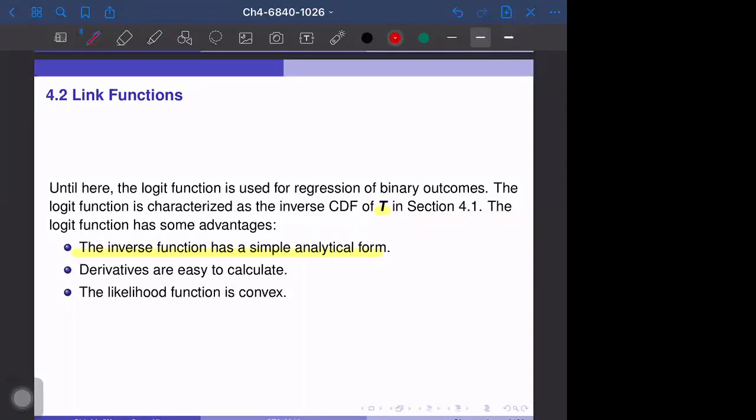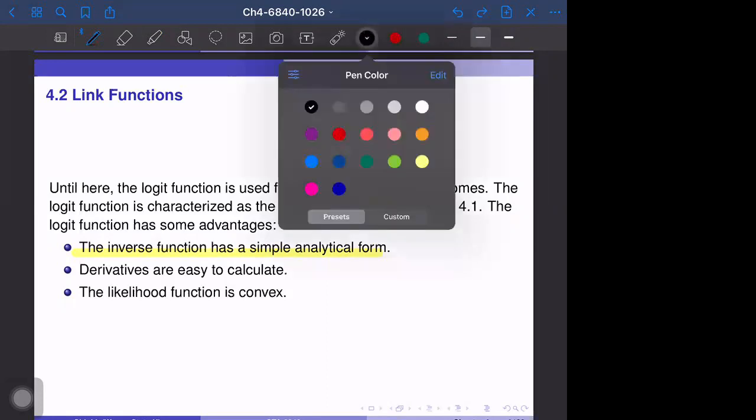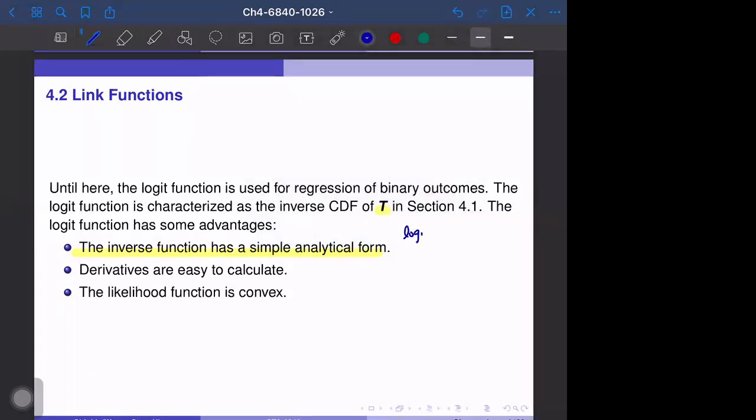So logit of P is equal to the log of P over 1 minus P, but also the inverse function. The inverse logit function is equal to e to the power x over 1 plus e to the power x. So both the functions are really simple, and it's differentiable, and it's easy to deal with. And derivatives, yeah, it's easy.